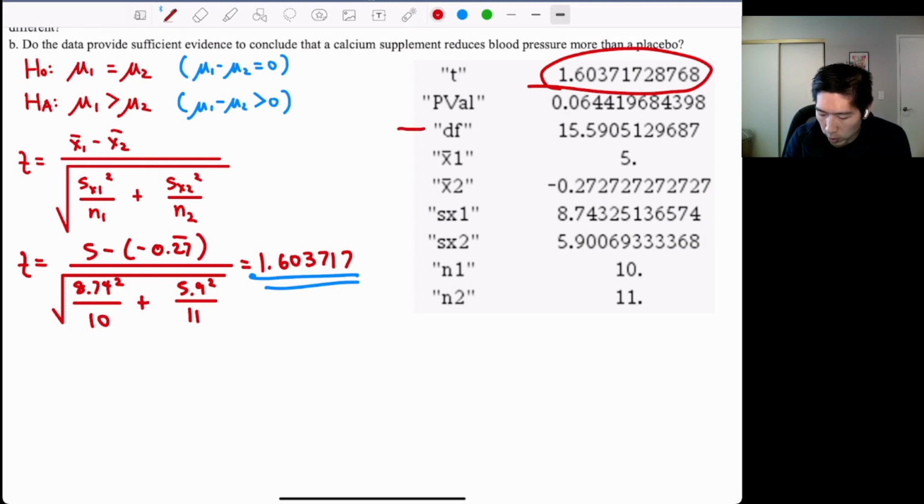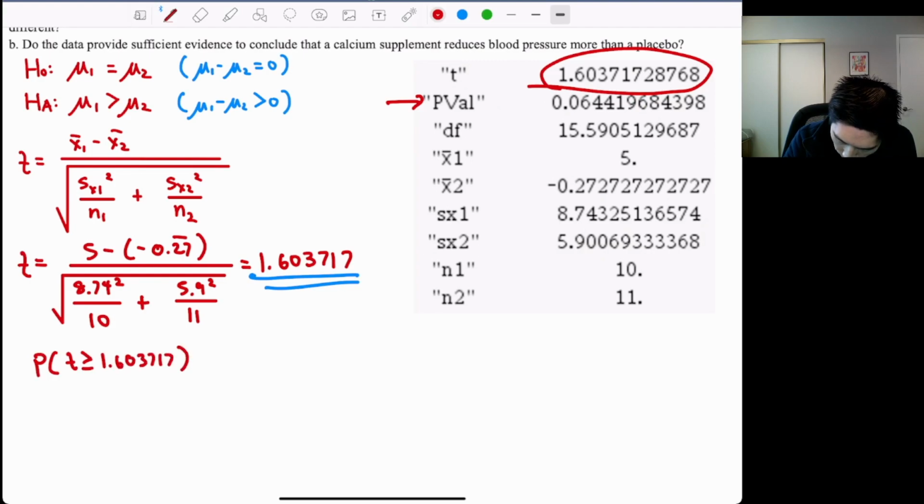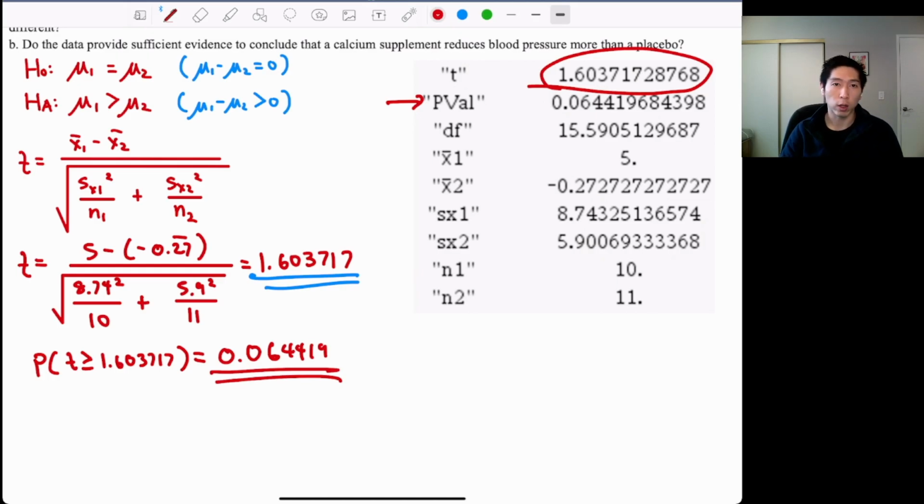We don't actually need this degree of freedom in any of our calculations because it already crunched out the p-value for us. So you could just kind of ignore that for this one. For the confidence interval, you do need it. So the probability that t is greater than or equal to 1.603717 is going to be equal to 0.064419. And there's our p-value, and that's how you use it on the calculator.